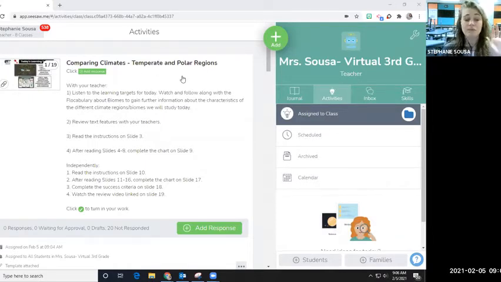Okay, we in Indiana live in a temperate region, so we're going to see what makes us temperate. What is it about our weather, about our climate, that is characteristic of a temperate region? Then independently today, you are going to investigate a polar region. The directions are very similar to yesterday. This is set up the exact same way. There's a text to read, there's a chart to complete. We will do the temperate chart together. You will do the polar chart independently.